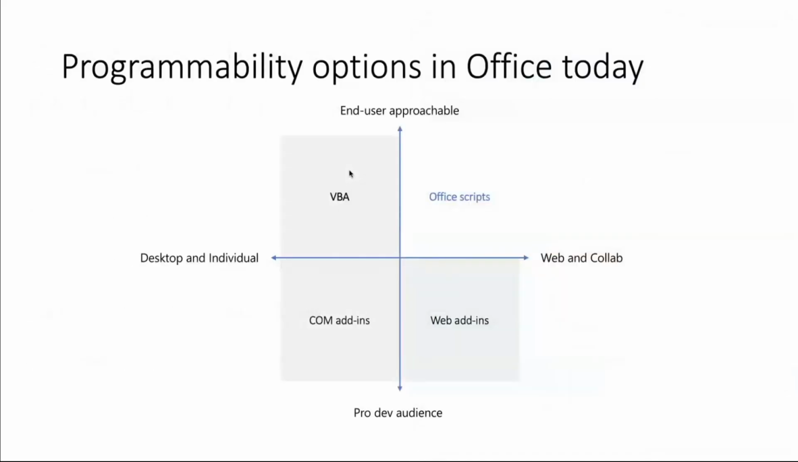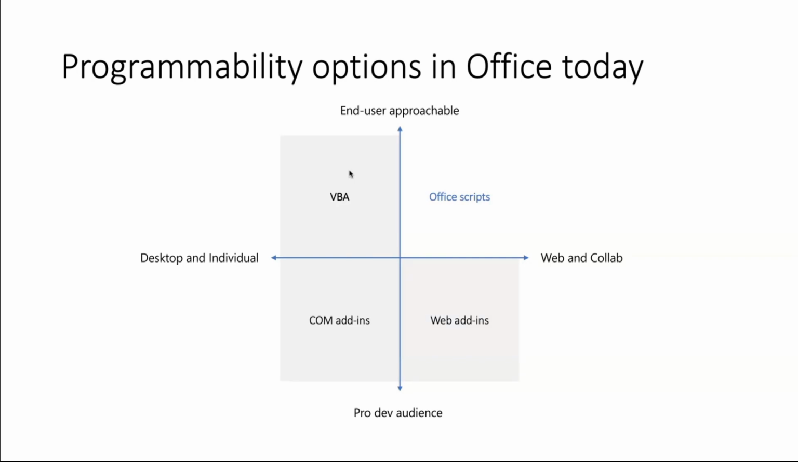And when you think about the broad programmability options in Office today, we like to use this matrix to sort of think about what we have available. At the bottom, we have things that you are all very familiar with, being web add-ins and COM-based add-ins for a pro dev audience. On the left-hand side, these things are sort of desktop bound and individually focused. But on the right, we're focused on a modern environment that's web-based and collaborative.